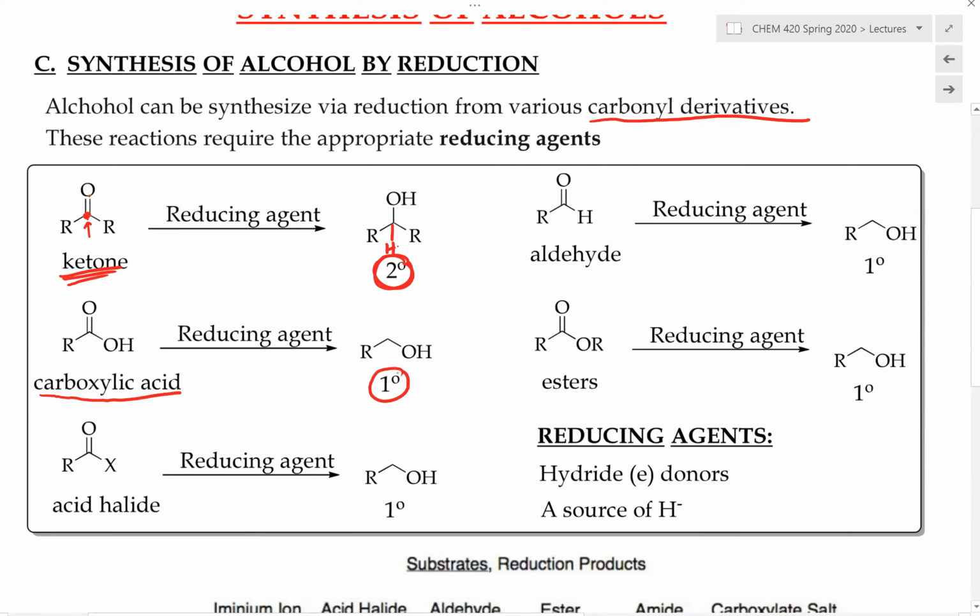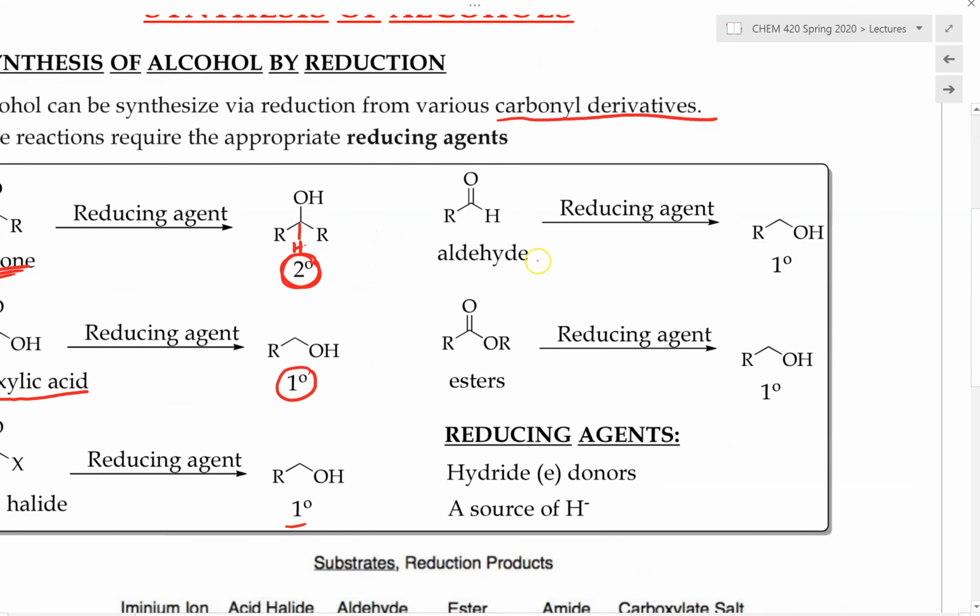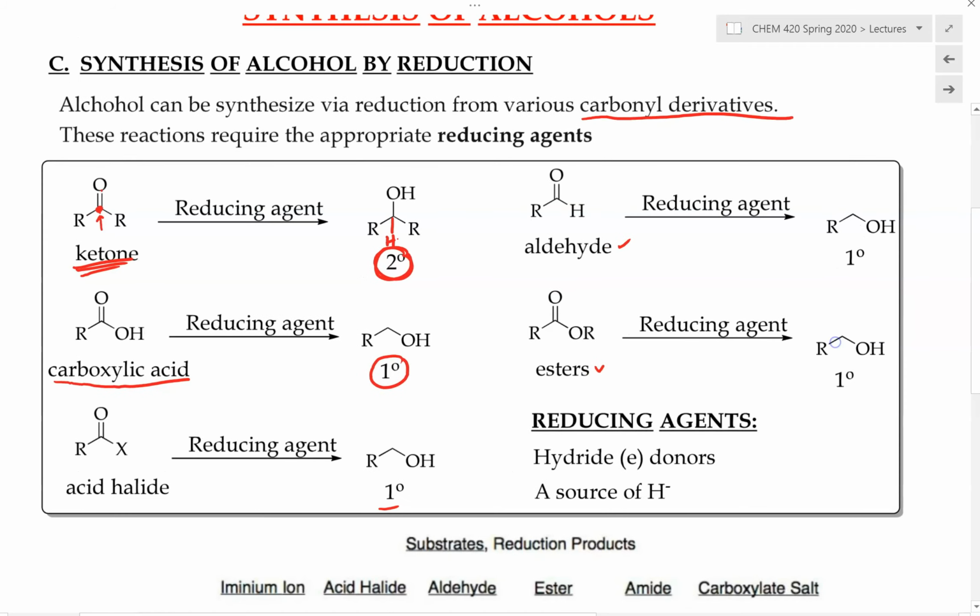And if we were to have an acid halide, we can also convert that, by doing reduction, into the primary alcohol. The aldehyde can also be reduced as well, and the ester can be reduced as well to produce our corresponding alcohol. So these are some of the examples of carbonyl derivatives that would directly make the alcohol.